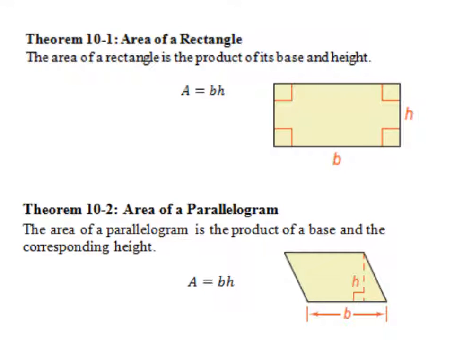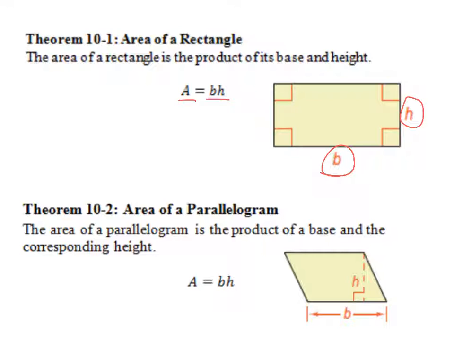We got theorem 10.1, area of a rectangle. The area of a rectangle is the product of its base and height. So we've got area is equal to base times height. Here we've got our base, here we got our height, multiply the two together to get the area.